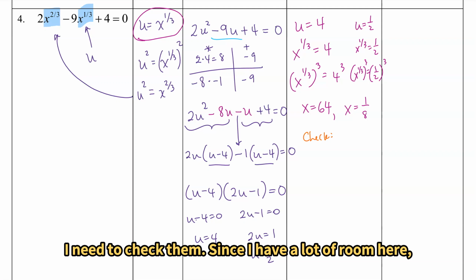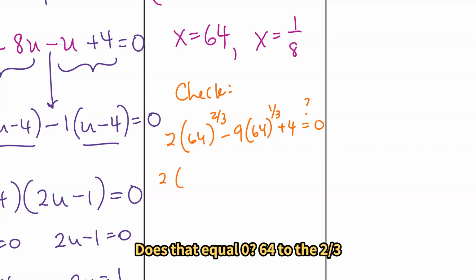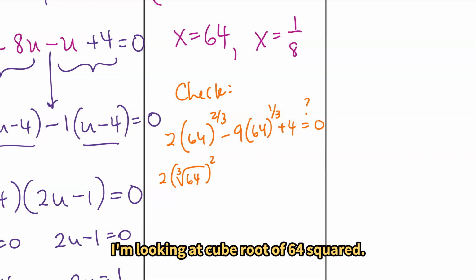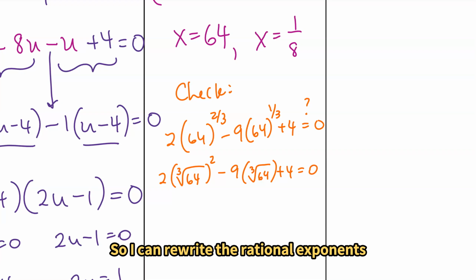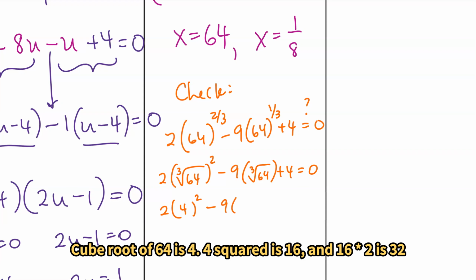Since I have a lot of room here, I'm going to use this room. 2 times 64 to the 2/3 minus 9 times 64 to the 1/3 plus 4. Does that equal 0? 64 to the 2/3, I'm looking at cube root of 64 squared. So I can rewrite the rational exponents as radical expressions. Cube root of 64 is 4. 4 squared is 16, and 16 times 2 is 32.